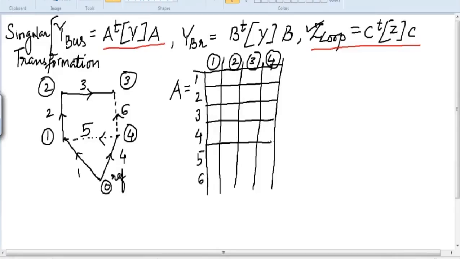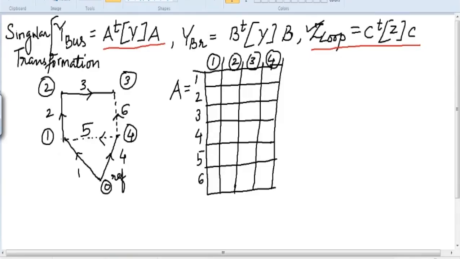Or else what you can do is you can write the element node incidence matrix first and then eliminate the 0 column and again rewrite the matrix. That will give you the bus incidence matrix A. Okay. So let us start filling the columns. So first we will fill column 1.